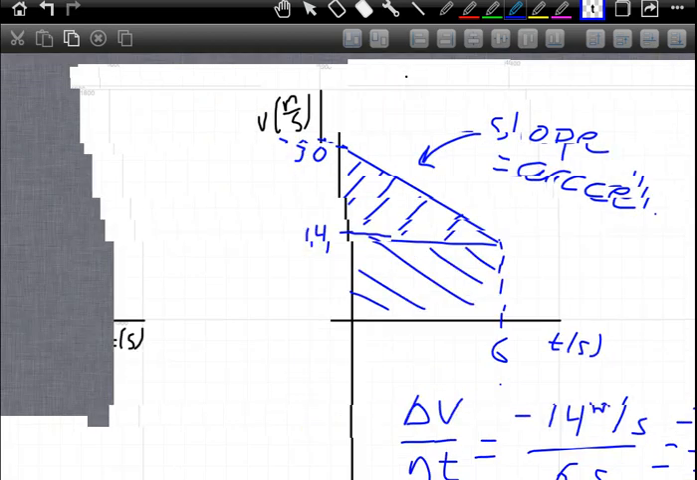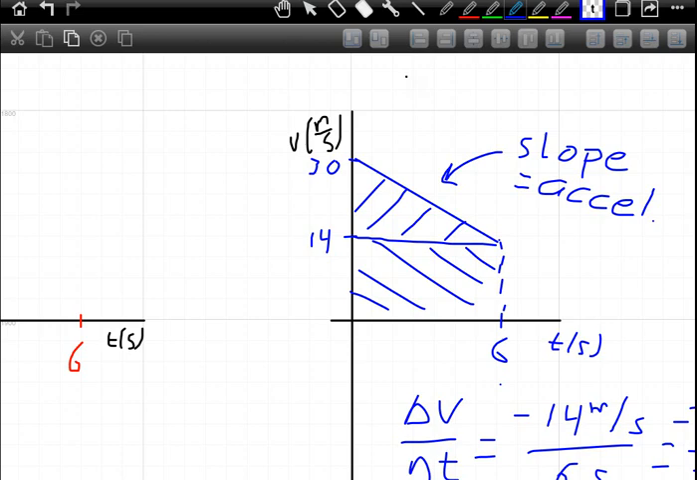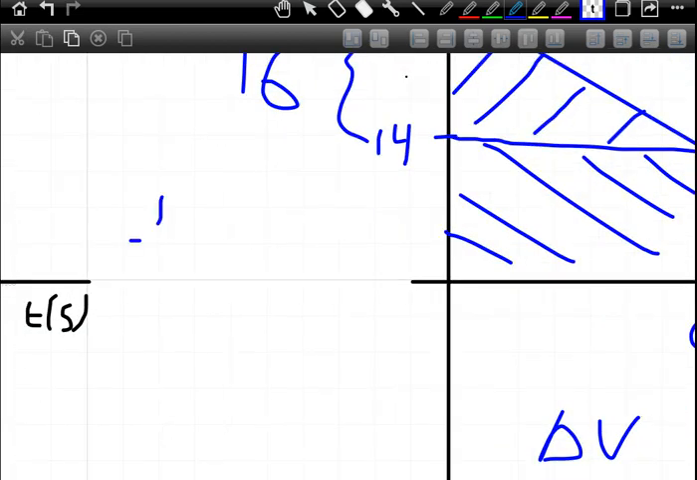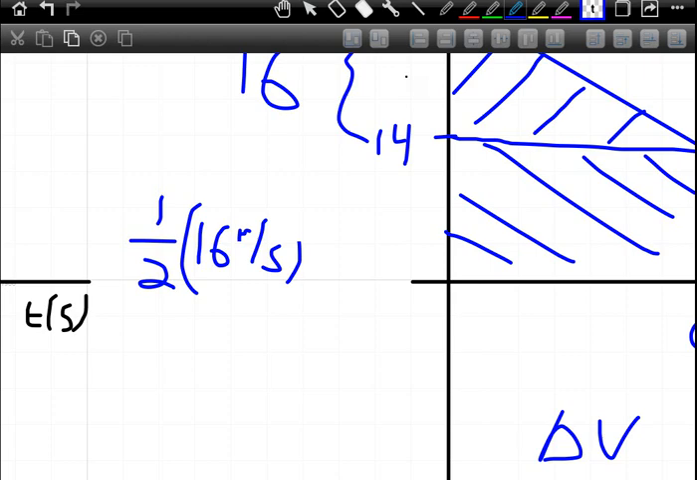So the triangle's area, the height would be the distance that would be between the 30 and the 14, so it's a height of 16 meters per second, and the base would be 6. So the area of a triangle is 1/2 times base times height, so 1/2 times 16 meters per second times 6 seconds. So that's going to be 3 times 16, which would be 48 meters.